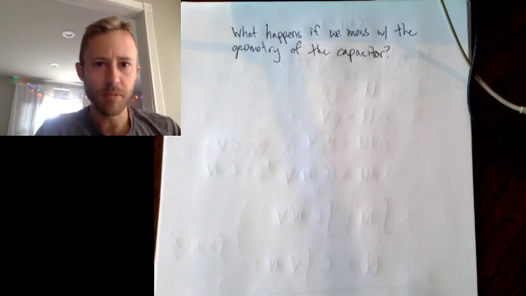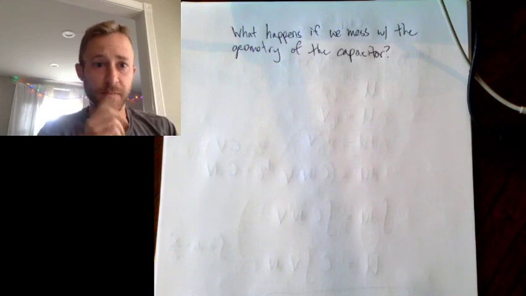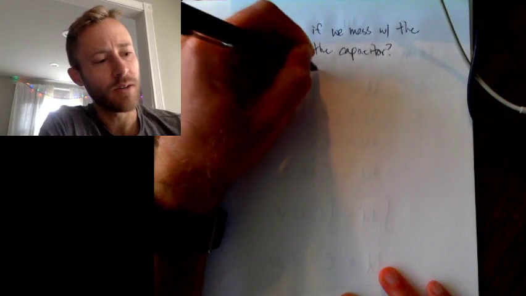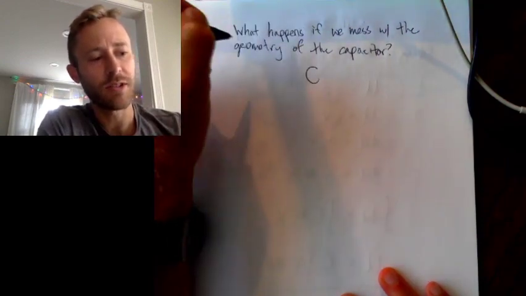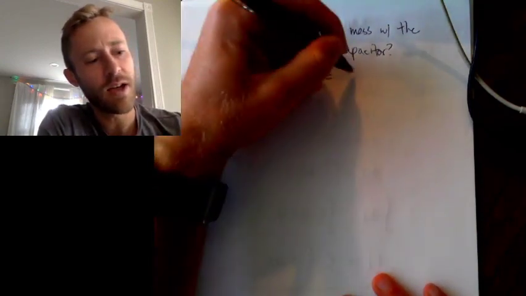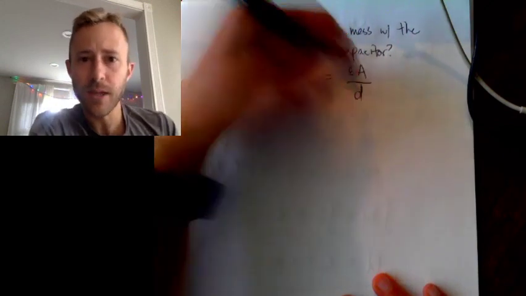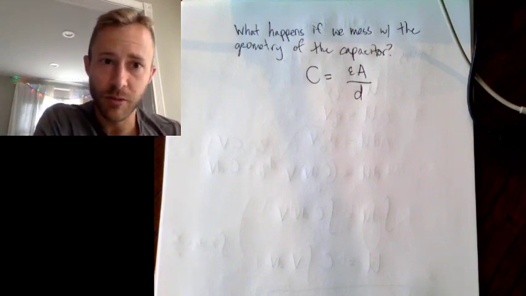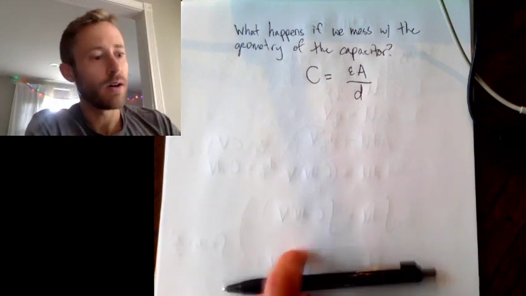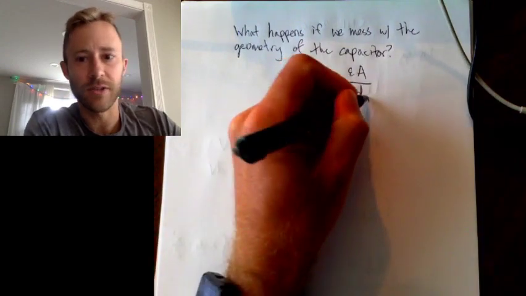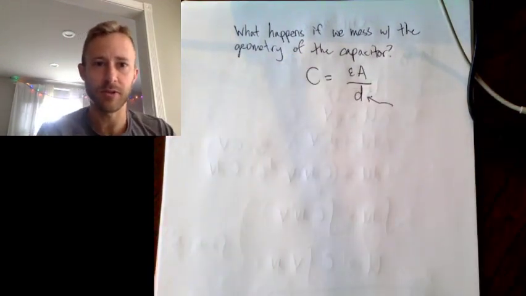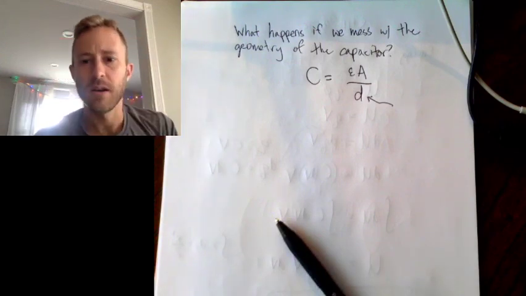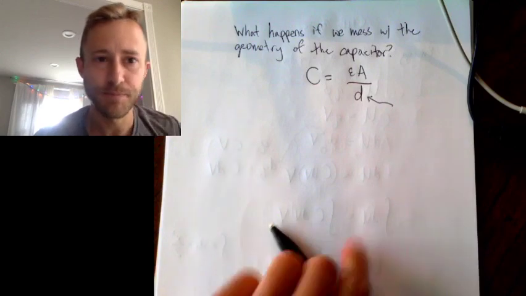Okay, what happens if we mess with the geometry of the capacitor? You might remember the formula for capacitance is C equals epsilon A over D. So what would happen if we altered the distance between the capacitor plates? If the distance between the capacitor plates gets closer together, the capacitance goes up.